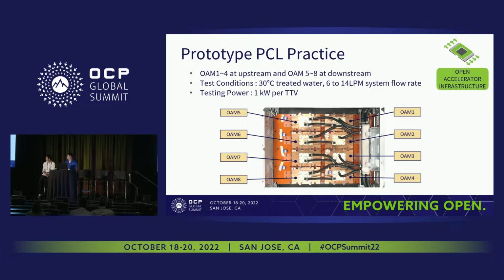This is a top view of our prototype system, with OM TDV number 1 to number 4 at upstream, and number 5 to number 8 at downstream. Our test condition is 30 degrees C treated water, with the coolant flow rate from 6 LPM to 14 LPM, and the testing power for each TDV is 1 kilowatt.